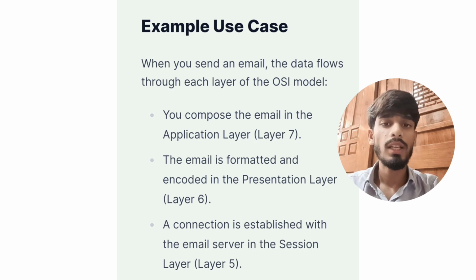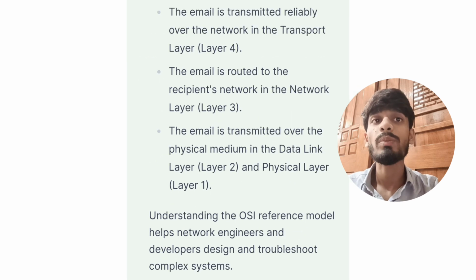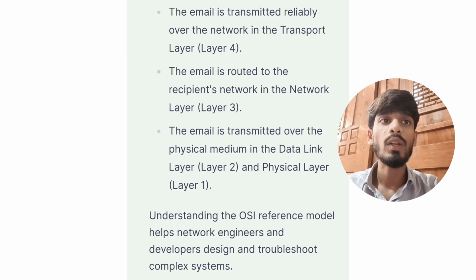When you send an email, the data flows through each layer of the OSI model. You compose the email in the application layer. The email is formatted and encoded in the presentation layer. A connection is established with the email server in the session layer. The email is transmitted reliably over the network in the transport layer. Now the email is routed to the recipient's network in the network layer. After that, the email is transmitted over the physical medium in the data link layer and the physical layer.